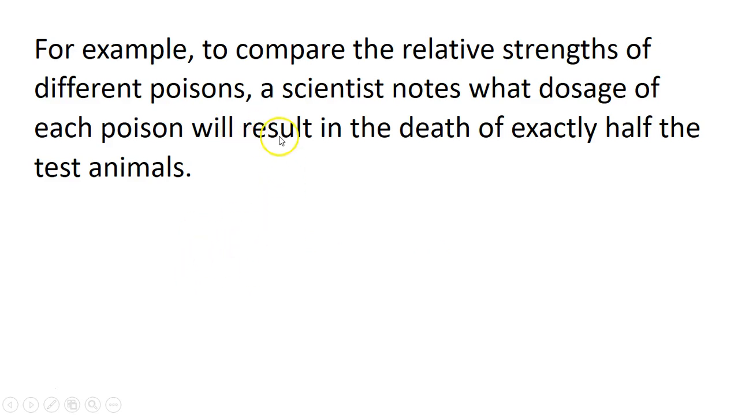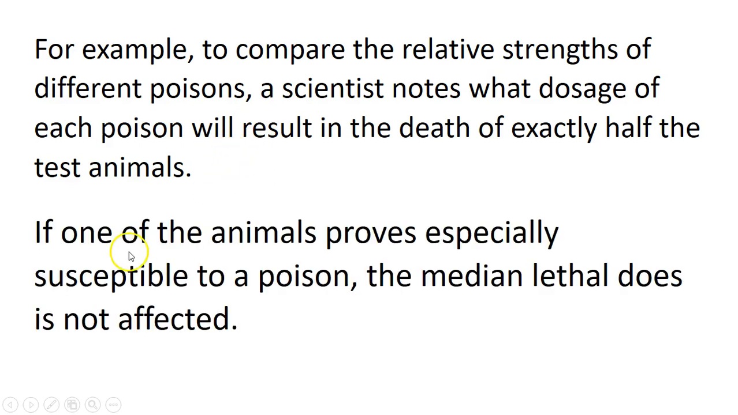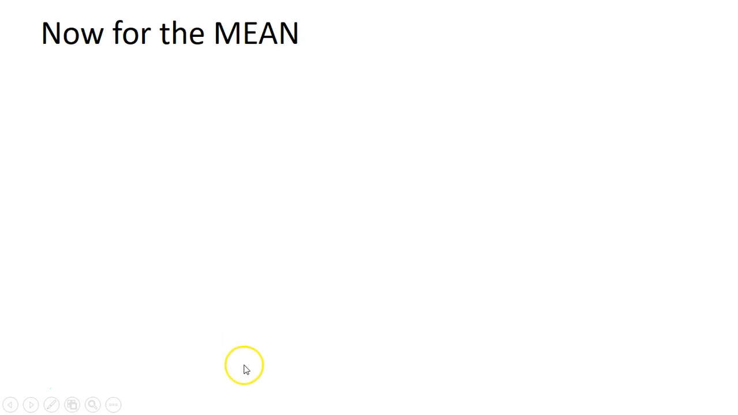Same idea here. A certain type of poison, for some reason or another, might end up taking one person, or I guess not person, one could only hope, but one animal longer before any kind of death might occur from it. So that outlier could sway the data. If one of the animals proves susceptible to that poison, the median lethal dose would be better to use than the average to average it all out.